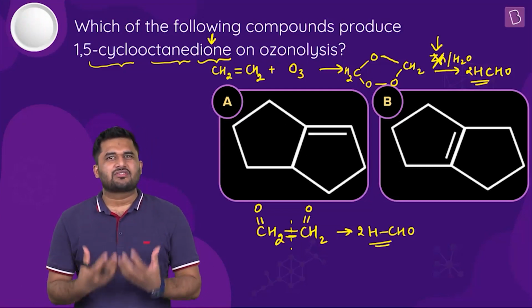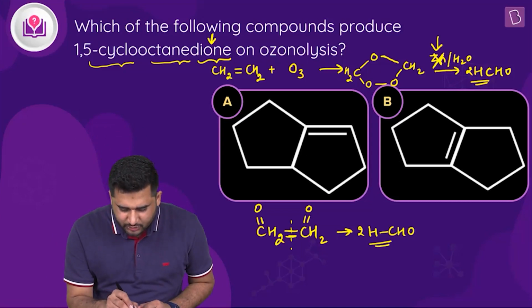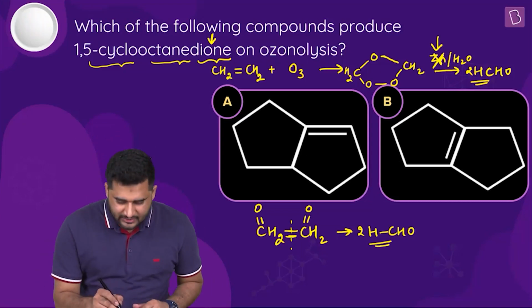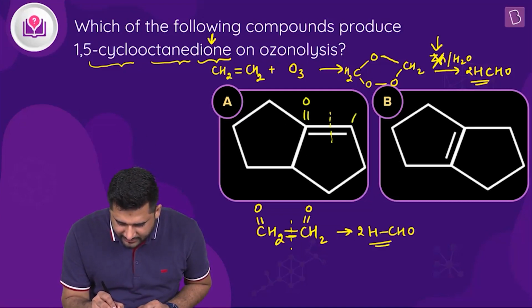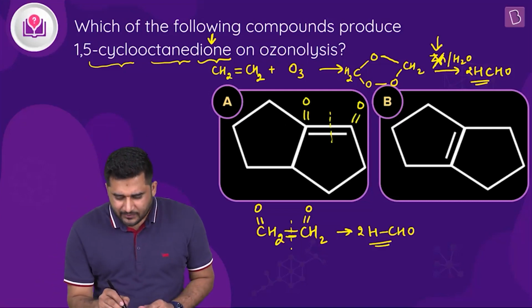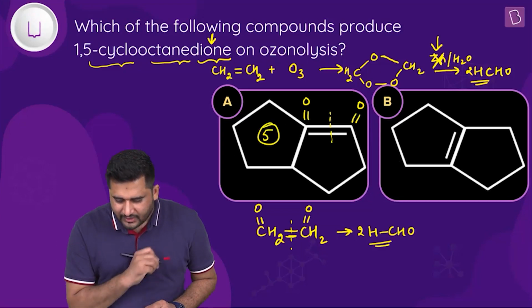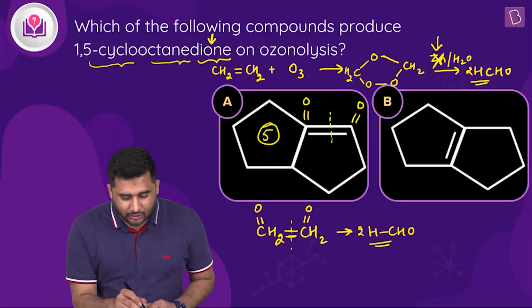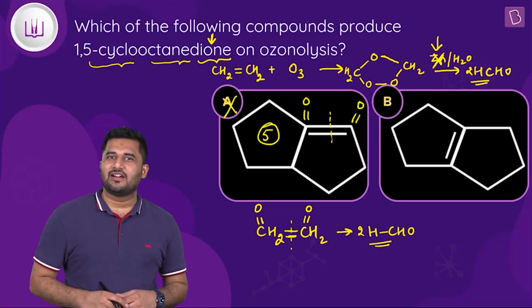Now let's use this trick in order to solve this particular question. So now you can see, if I use this trick in case of option A, then I'll simply break this bond and I'll put double bond O here and double bond O here. Now by doing so, one thing you can analyze is, in this case the final product will have only this 5-membered ring, isn't it? That means it cannot be cyclooctane. So option A definitely cannot be the answer.